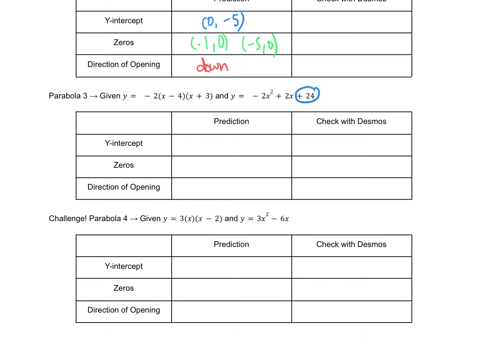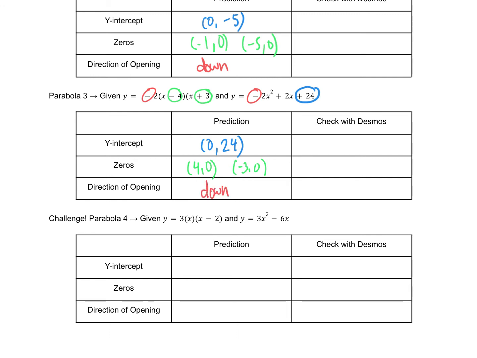So our y-intercept should be the constant in standard form, so (0, 24). The zeros, we look inside our brackets, we have negative 4, which means the zero is positive 4, (4, 0). And then we have plus 3, which means the zero is negative 3, (-3, 0). A common mistake here is that people forget to switch the sign, but that is what we observed. And finally, for the direction of opening, we do have that negative in front of the 2. The 2 doesn't mean anything to me, but the negative does.